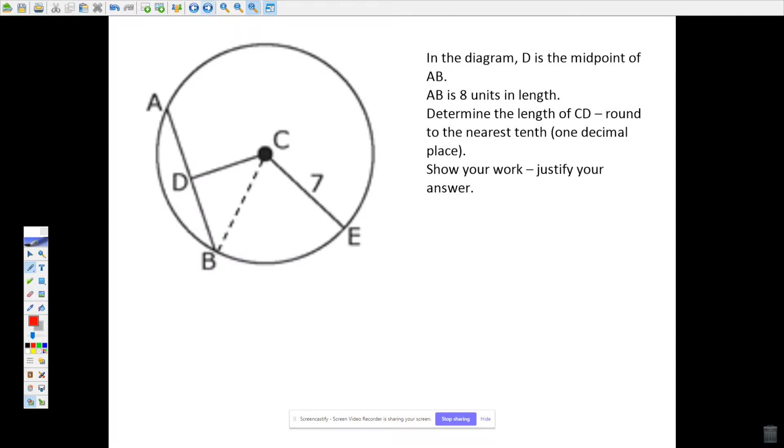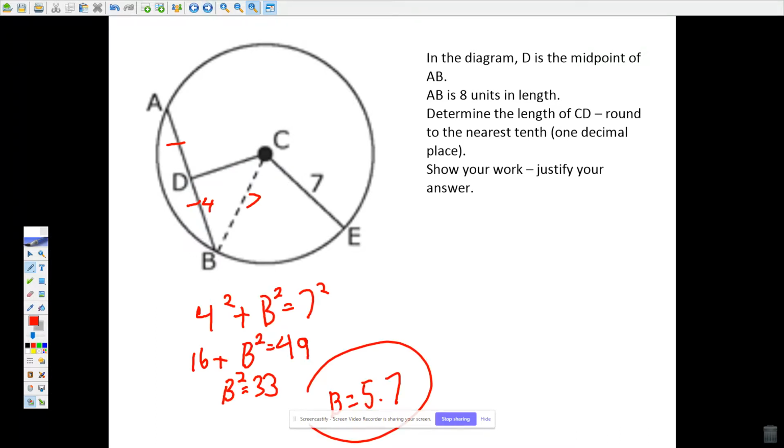All right, for this question, I need you to find the length of CD right here. So please pause now and give that a try. Now that you've had a chance, let's look at the answer. The answer is 5.7. Now, how did we get there?